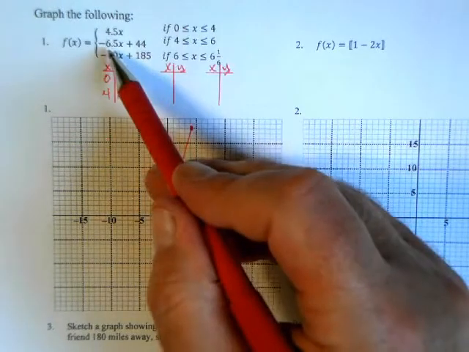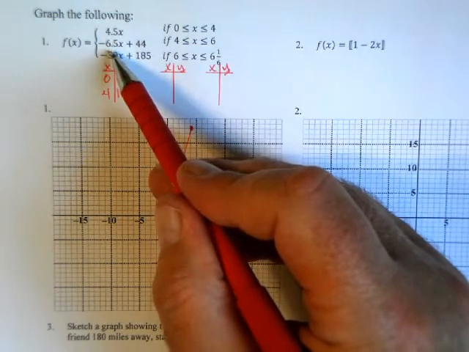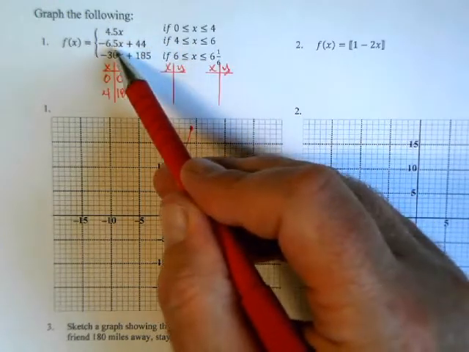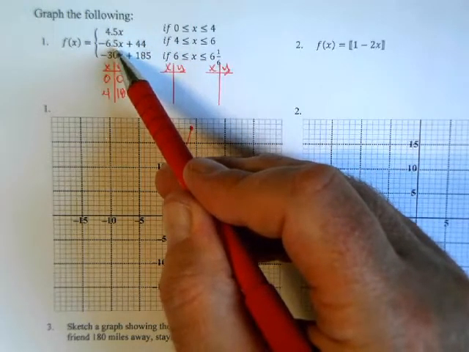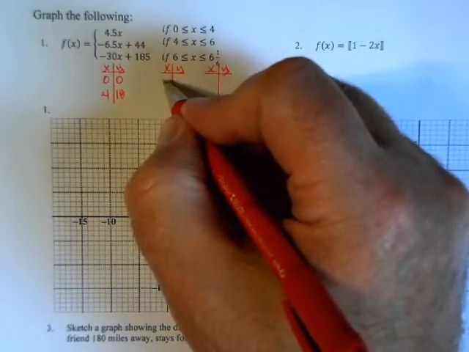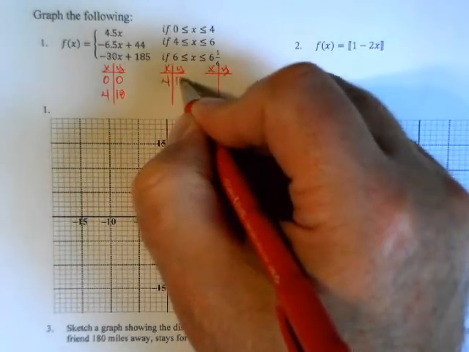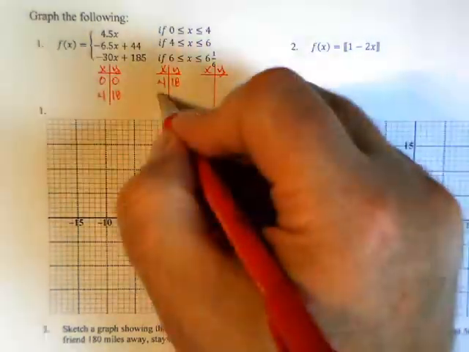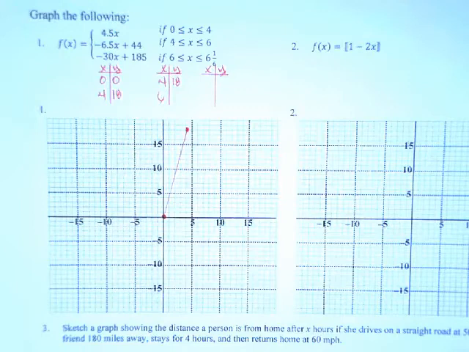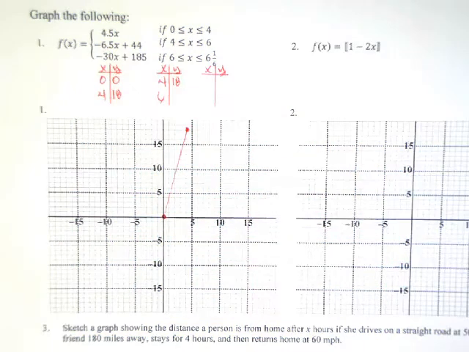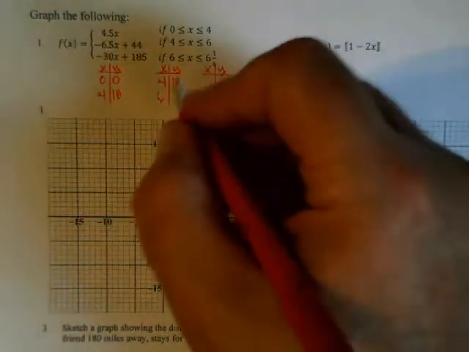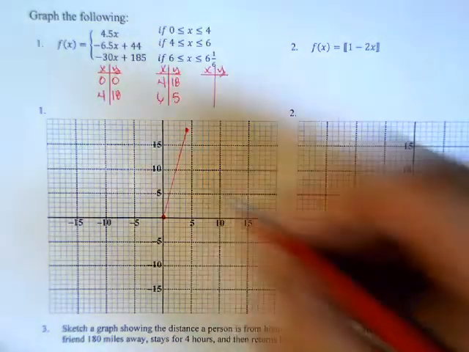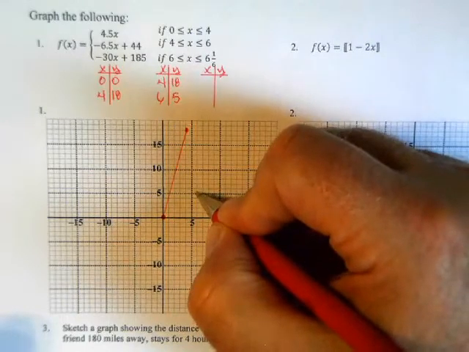4 times negative 6.5 is negative 28, no, negative 26, excuse me. Negative 26 plus 44, it turns out it's also 18. So it's going to give me that same point there. I plug in 6. Negative 6.5 times 6 is negative 39. Negative 39 and 44 gives me a 5. So at 6, I'm going to drop all the way down to 5.